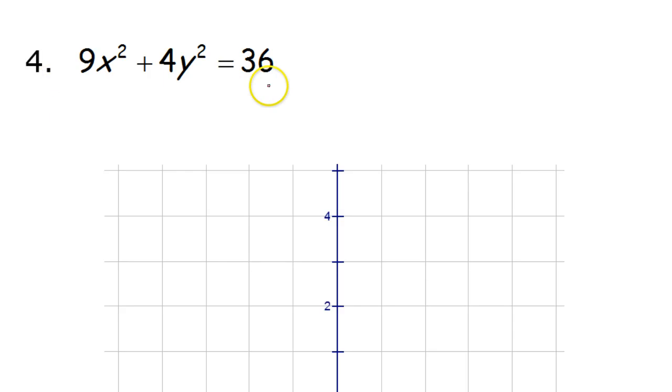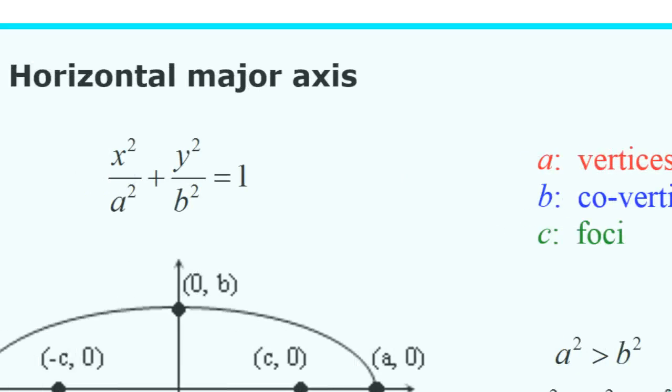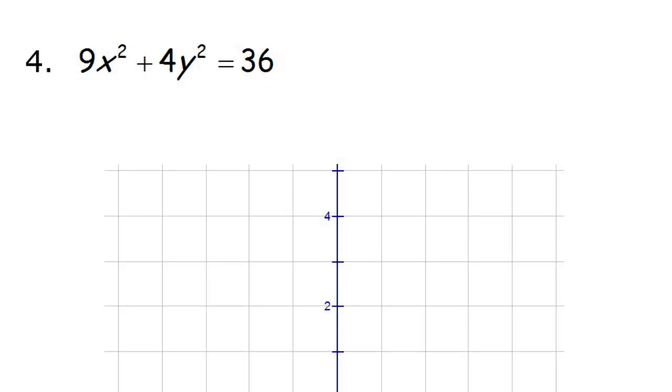Let's take a look at number 4. Again, when we look at the equations for the standard form of an ellipse, we always have equals 1 right here. So here I have a 36. So I definitely need to divide by 36 on both sides.